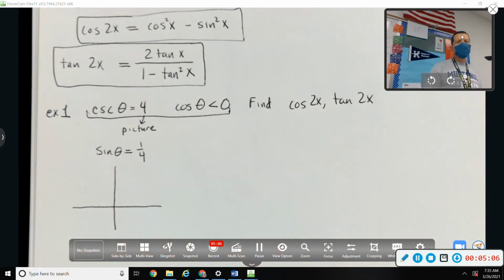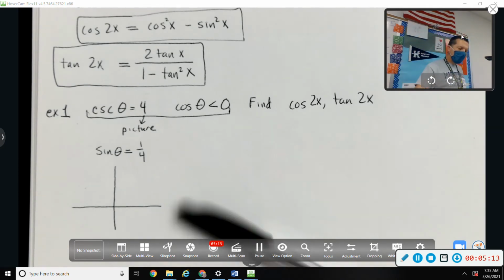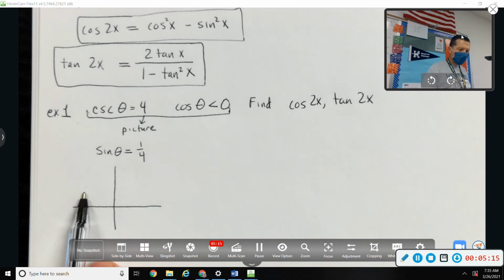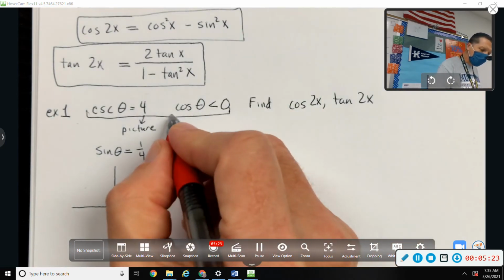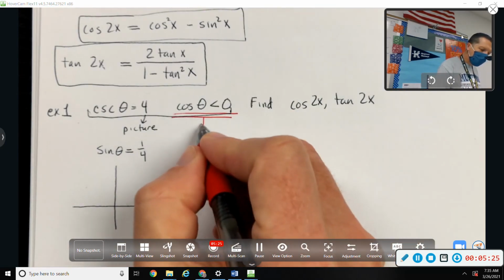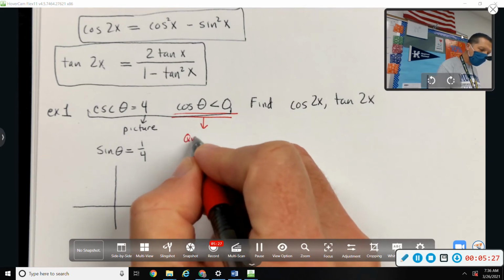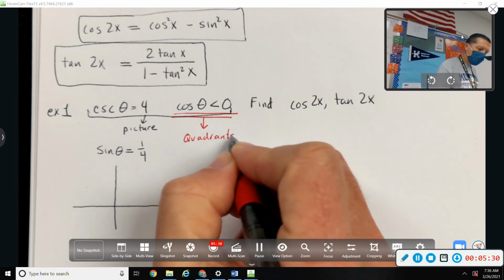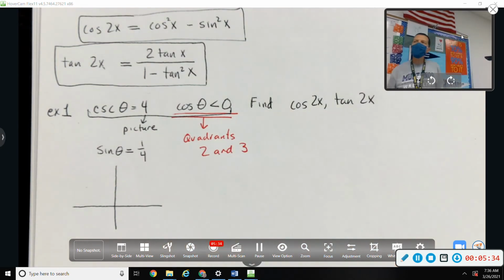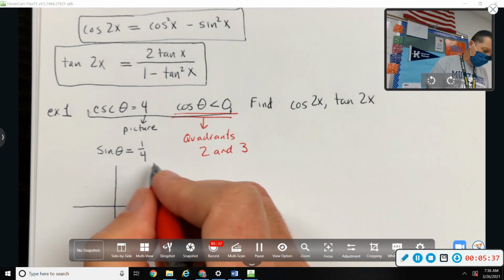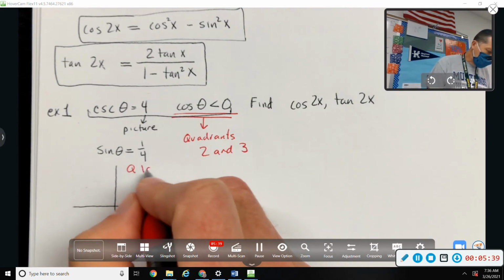But there's two places where the sine is 1/4, right? Because sine being positive happens in the up quadrants, so that would be 1 and 2. So I don't know exactly where to draw it, except that cosine is negative. That means we're in quadrant 2 and 3. Cosine is negative. Sine is positive in quadrants 1 and 2.